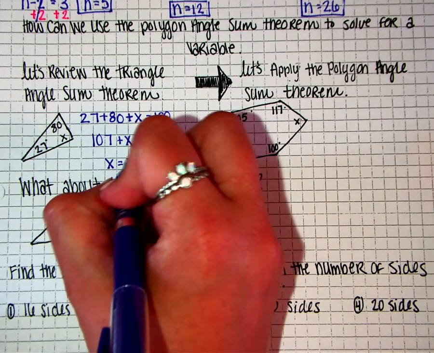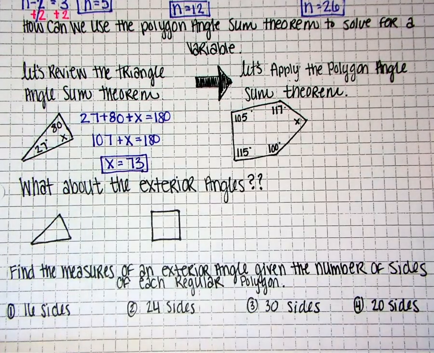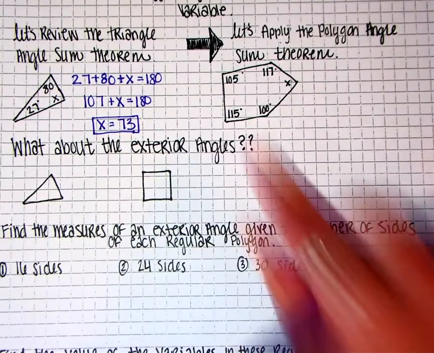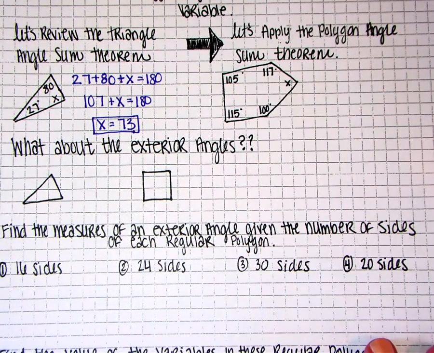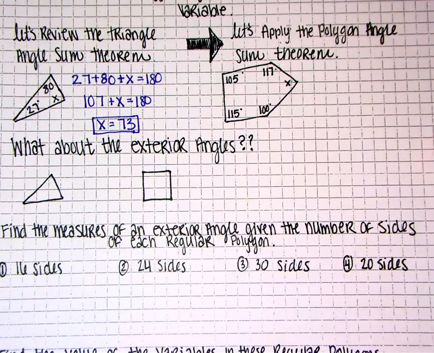Okay, let's analyze that. We knew that we could add them up to all equal 180 because it's a triangle. All three-sided figures add to equal 180. So how can we utilize this concept to help us do other problems? Okay, so let's figure that out. We want to apply the polygon angle sum theorem to this problem. The first thing that you have to know is total degree. So let's calculate the total degree first.